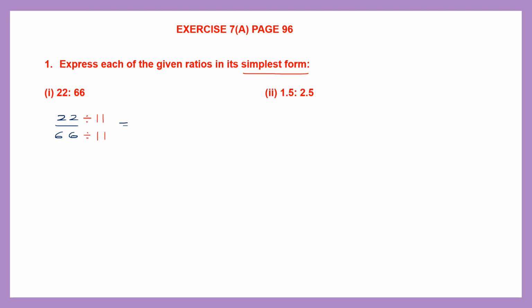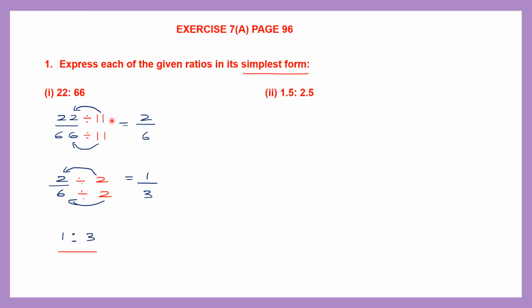So what do we get here? 11 twos are 22 and 11 sixes are 66. So here we've got 2 by 6 which can be reduced further. Both these are divisible by 2. The common factor here is 2. So you can divide both by 2 and now what do we get? 2 ones are 2 and 2 threes are 6. So 1 by 3, and when you put it back in the ratio form it becomes 1:3. So the first answer here is 1:3.